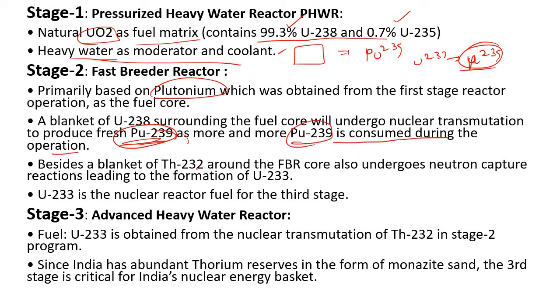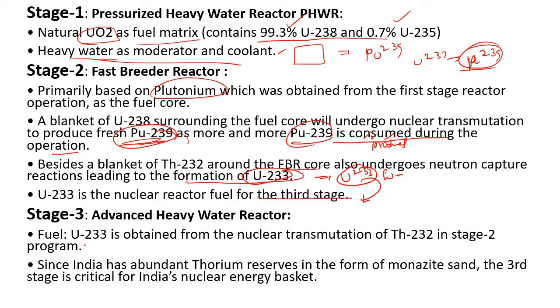Besides, a blanket of thorium 232 around it is not consumed, it is produced. Okay, a blanket of thorium 232 around the fast breeder core also undergoes a neutron capture reaction leading to formation of uranium 233. This is uranium 233, which is obtained as waste in second stage, which can be used as fuel in third stage. Okay, this is what I wrote. Uranium 233 is the nuclear reactor fuel for third stage.